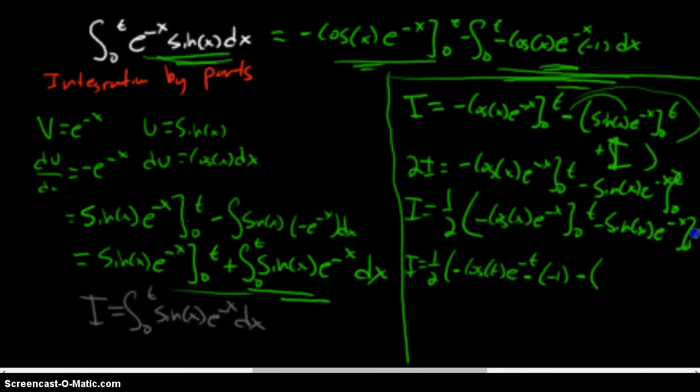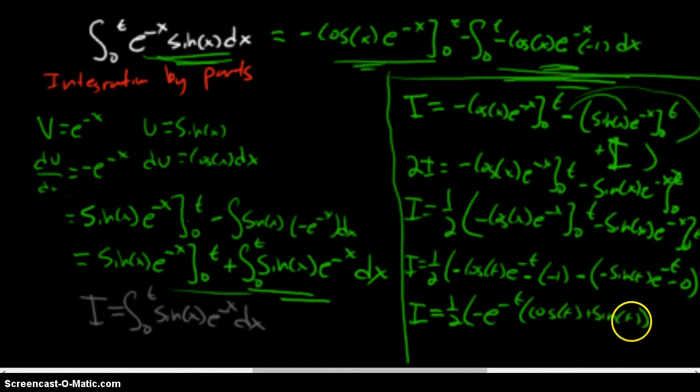so this is 0 to t again, so minus sine at t e to the minus t, and then minus sine at 0 is 0, so we get a minus 0 because 0 multiplied by anything is 0. So that leaves our I equal to, cleaning this up, 1/2 of minus e to the minus t times cos t plus sine t, and this minus 1 is plus 1, so plus 1.